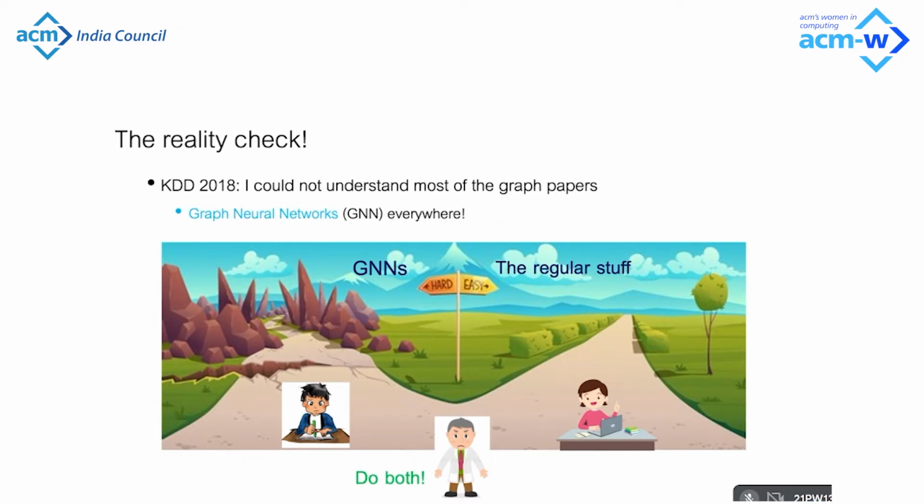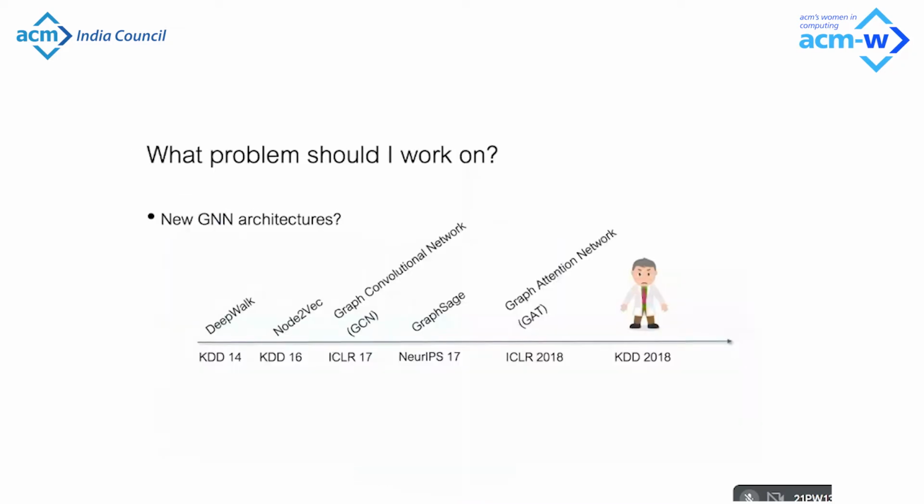And that is what we started, right? I mean, we started, so let's do both and then let's figure out which one works out better, right? But then there was another question. Fine, I want to work on GNNs. What do I want to work on?